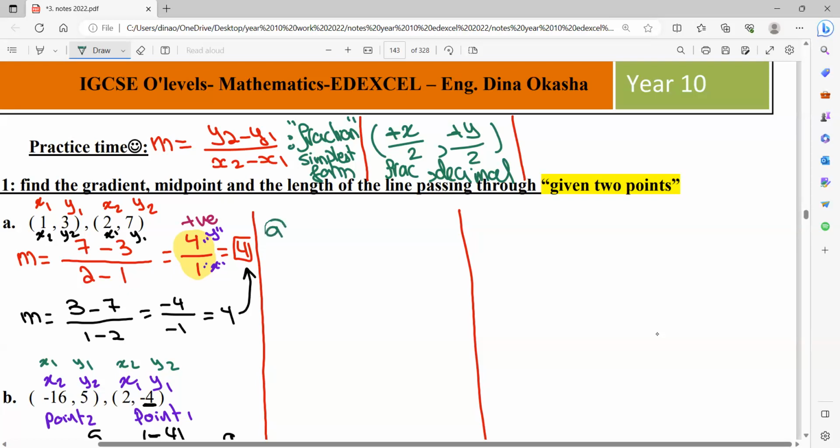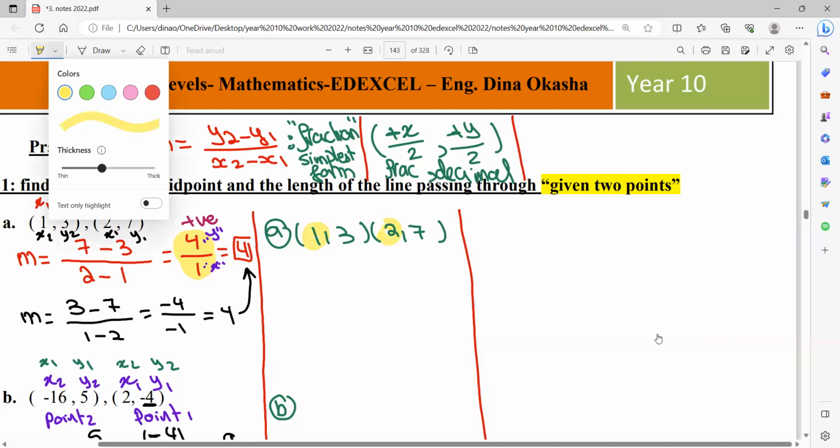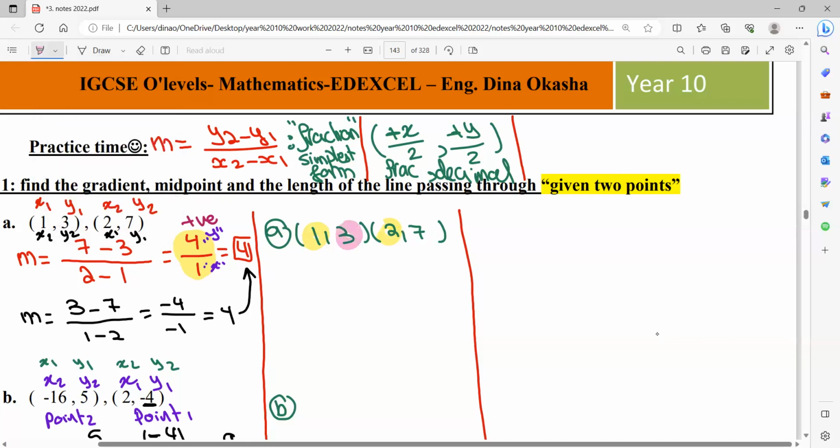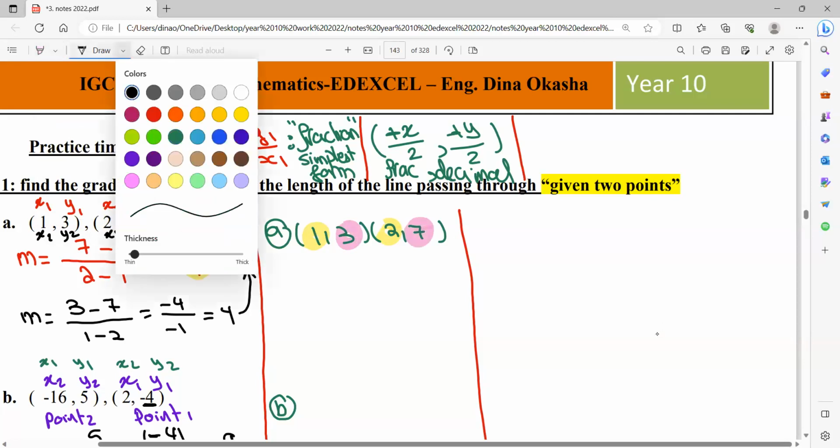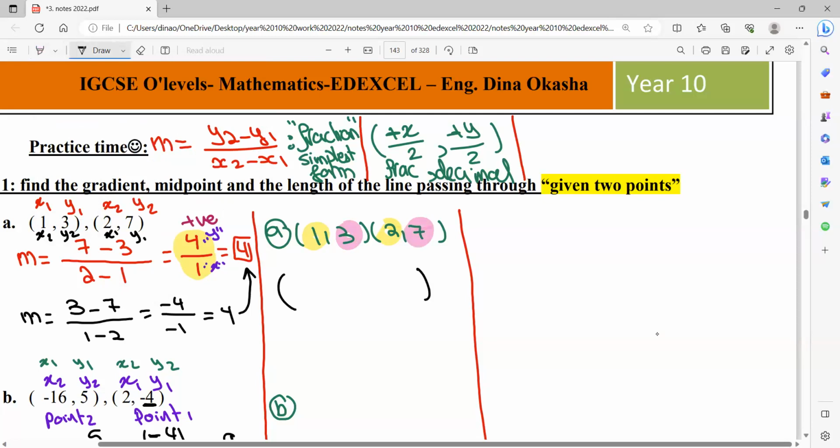So let's solve question number A and let's solve question number B. Now, all you need to do, I'm just going to write the order pairs here كده على نظافة. 1 and 3, 2 and 7. To find the midpoint, I'm just going to use highlighter. You add the x's highlighted yellow, divide by 2. And then I'm going to use the pink highlighter. You add the y's and you divide by 2. Very, very easy. Okay? So your answer is an order pair.